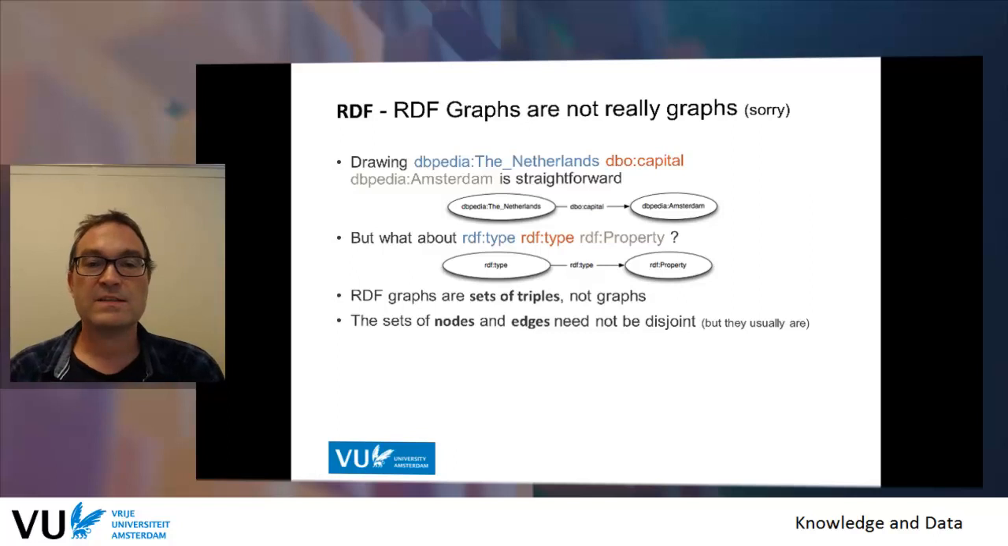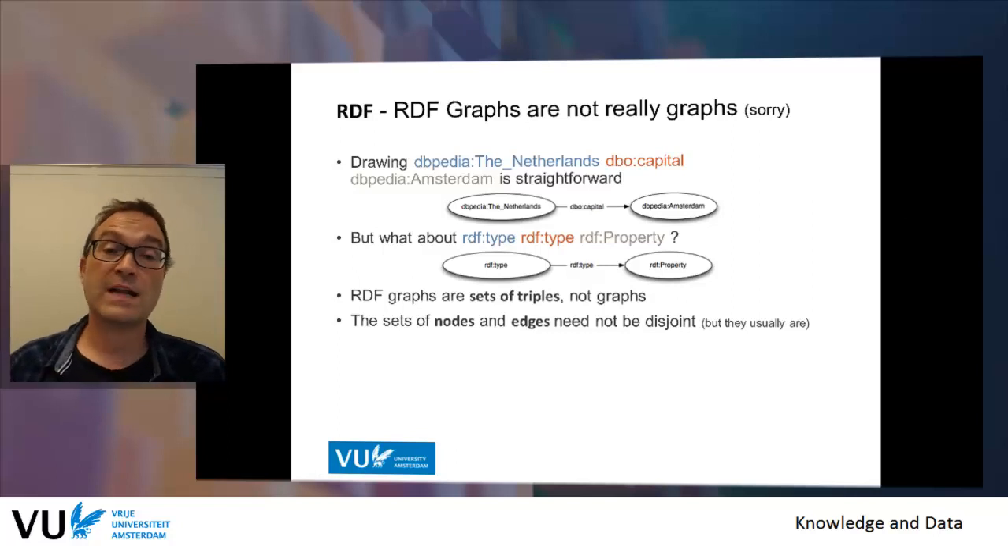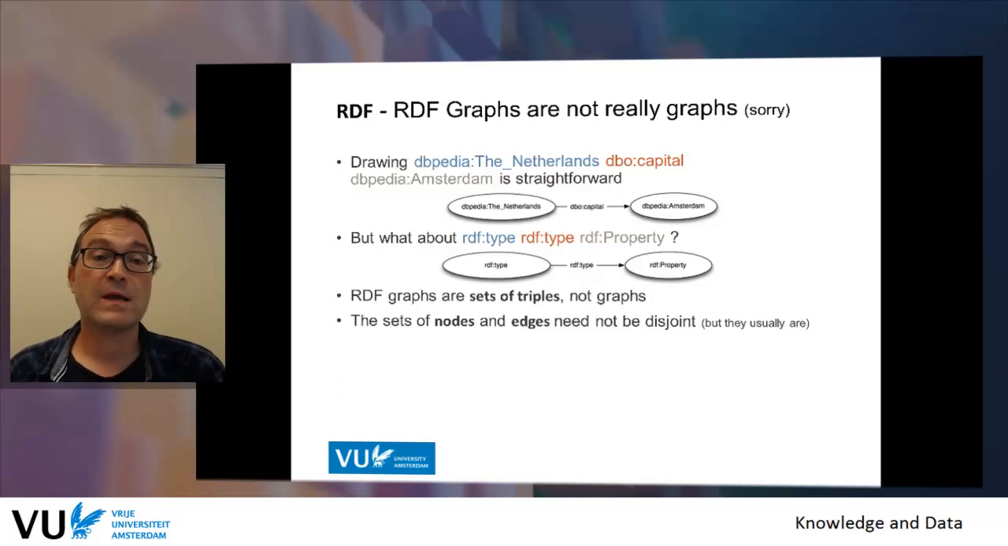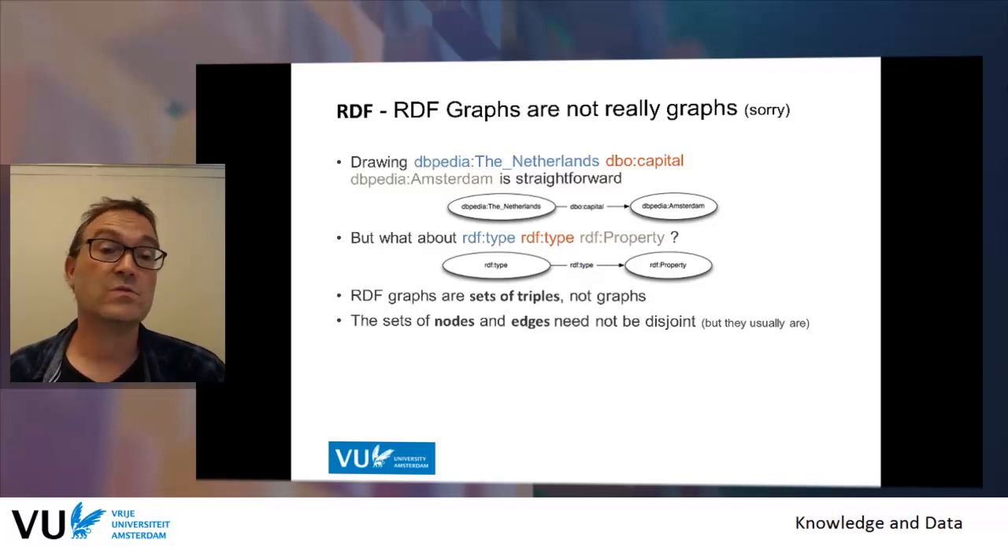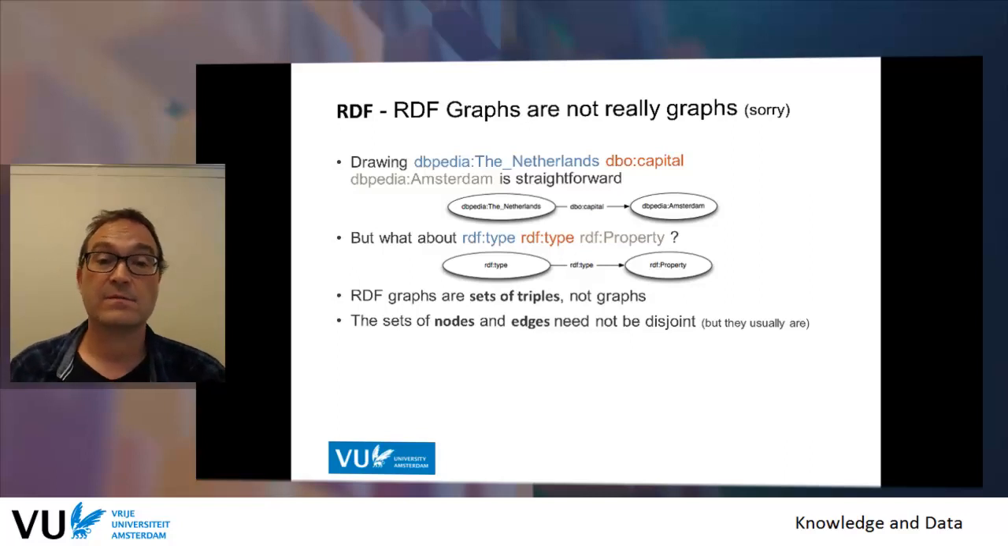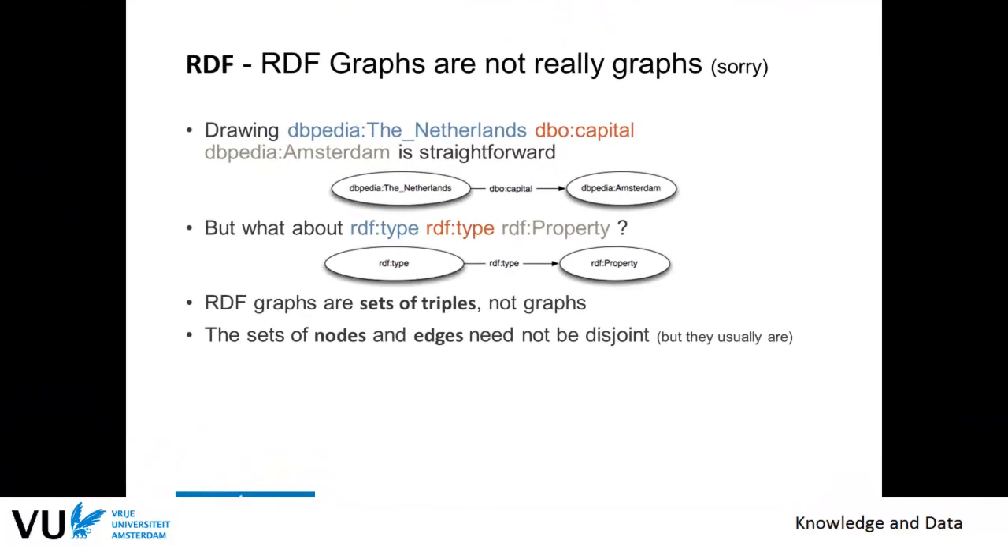As I mentioned previously, we call it an RDF graph, but it's not really a graph, sorry. If you have a triple, the Netherlands is related to Amsterdam with a DBO capital relation, then it's easy to draw it. But if you also add some information that type is a property, then this becomes more difficult, because now type becomes a property, so it has two input values. So RDF graphs are sets of triples, but not real graphs.